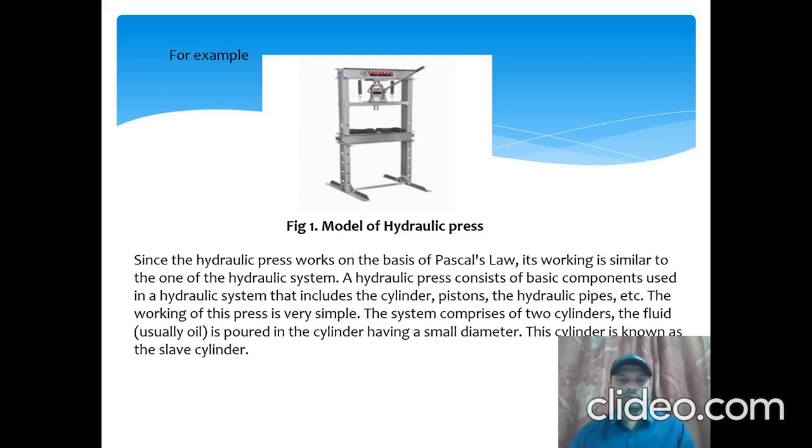Model of hydraulic press. Since the hydraulic press works on the basis of Pascal's law, its working is similar to any other hydraulic system. The hydraulic press consists of basic components used in a hydraulic system that include the cylinder, piston, hydraulic pipes, etc. The working of this press is very simple. The system comprises two cylinders. The fluid is poured in the cylinder having a small diameter. This cylinder is known as the slave cylinder.